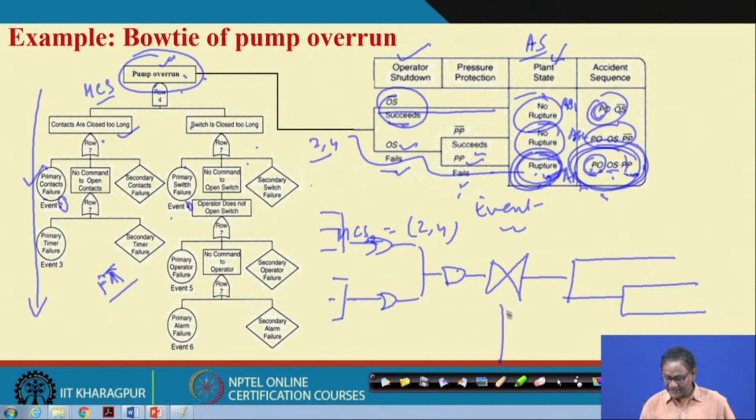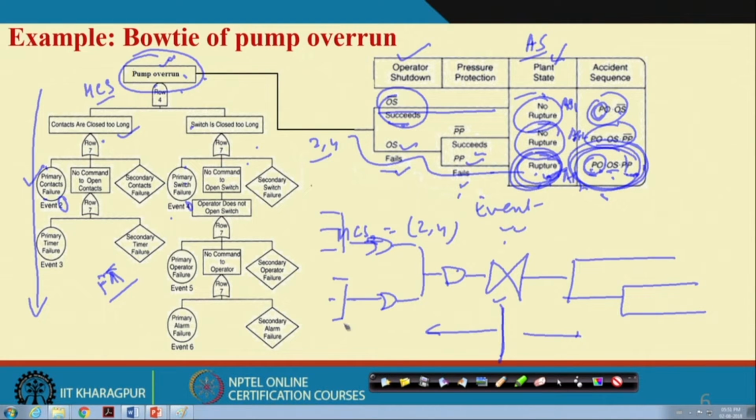So if I say this is my top event, this bow tie, this top event, and this side is basically why this event occurred, and this side is what will happen if that event occurs. If we want to prevent the pump overrun, then whatever we do here, what do you do? One cut set is 2 and 4, primary contact failure and primary switch failure, which should not occur simultaneously. So you put in a prevention so that this should not occur. Then this is prevention to this.